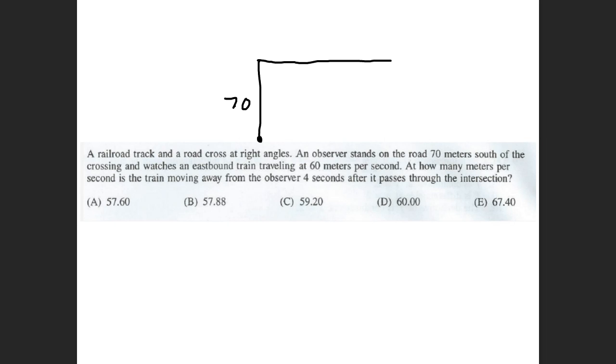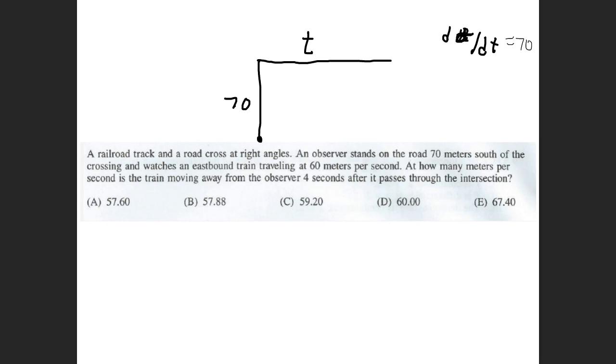Of the crossing and watches an eastbound train traveling 60 meters per second. Okay, so I'm going to call this T here for train. So they just gave me dT/dt, the derivative of train with respect to time. All right, we got two T's there, but that's okay. And that is equal to 70 meters per second.